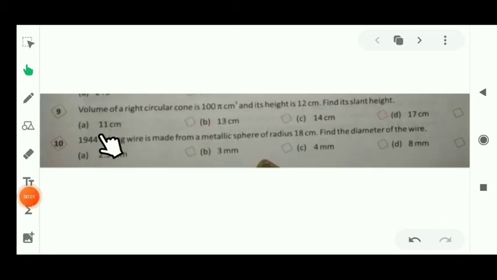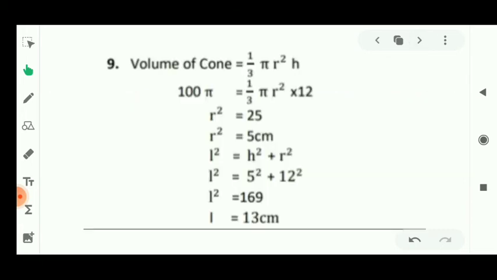4:15. Question number 9: the volume of a right circular cone is 100 pi centimeter cube and its height is given, that is 12 centimeter. Now students, find its slant height. Let's see the solution. As you know, the volume of cone formula is 1/3 pi r square h. Because the volume of the cone is given in the question, we will put here 100 pi is equal to 1/3 pi r square, multiplied by h. That means r square's value will be 5 centimeter.